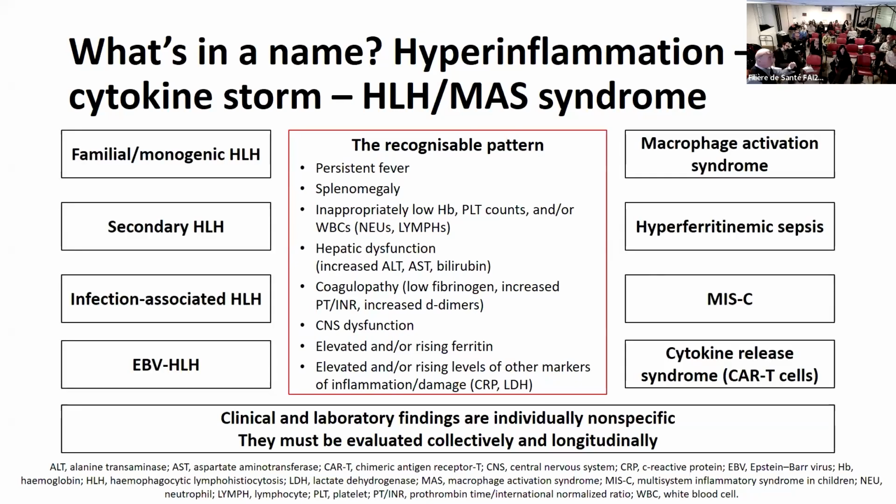What are we talking about? Pediatricians know these things because we have familial monogenic HLH due to the cytotoxicity defect, but there are a number of other diseases that we are becoming familiar with that are all characterized by this recognizable pattern of hyperinflammation.